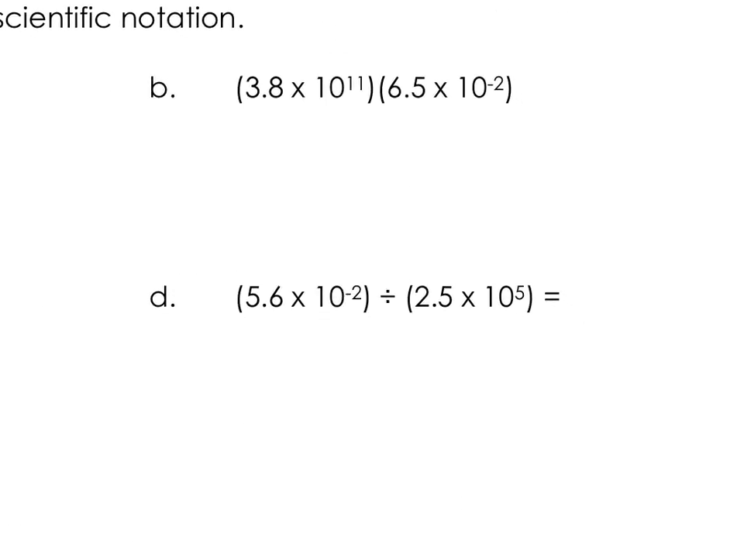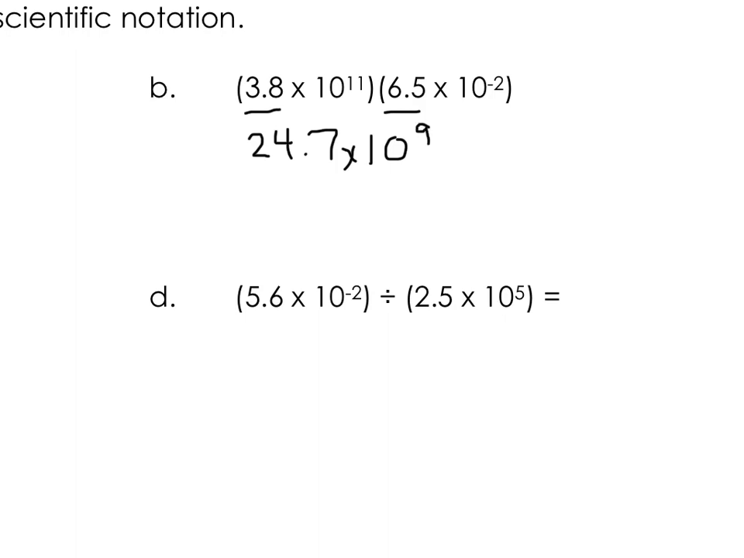3.8 times 10 to the 11th times 6.5 times 10 to the negative 2. Once again, let's change the order in which we're multiplying. Let's multiply those numbers together first. 3.8 times 6.5. That's 24.7. Now let's multiply our powers of 10 together. 10 to the 11th times 10 to the negative 2. Add those exponents and you get 10 to the 9th.